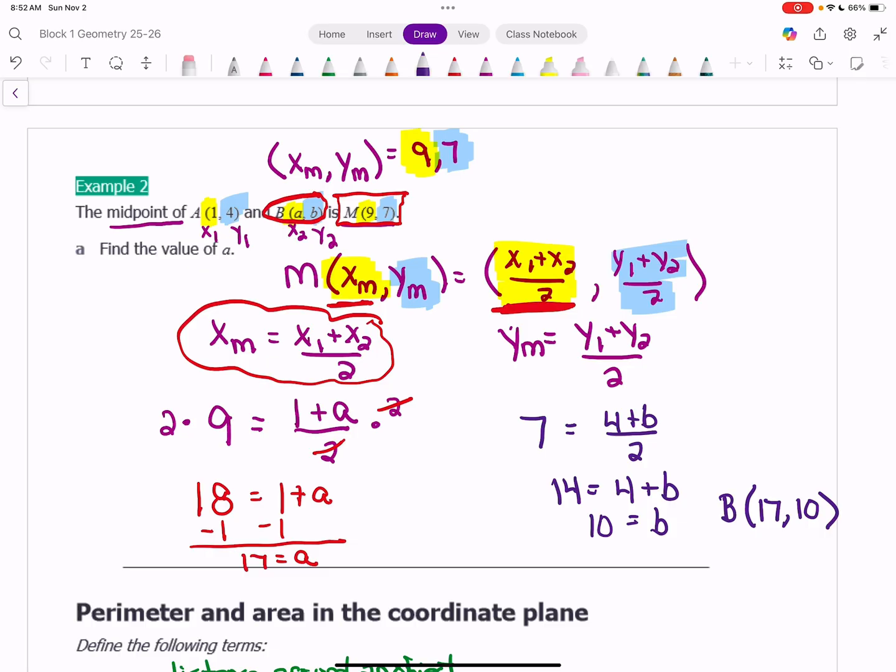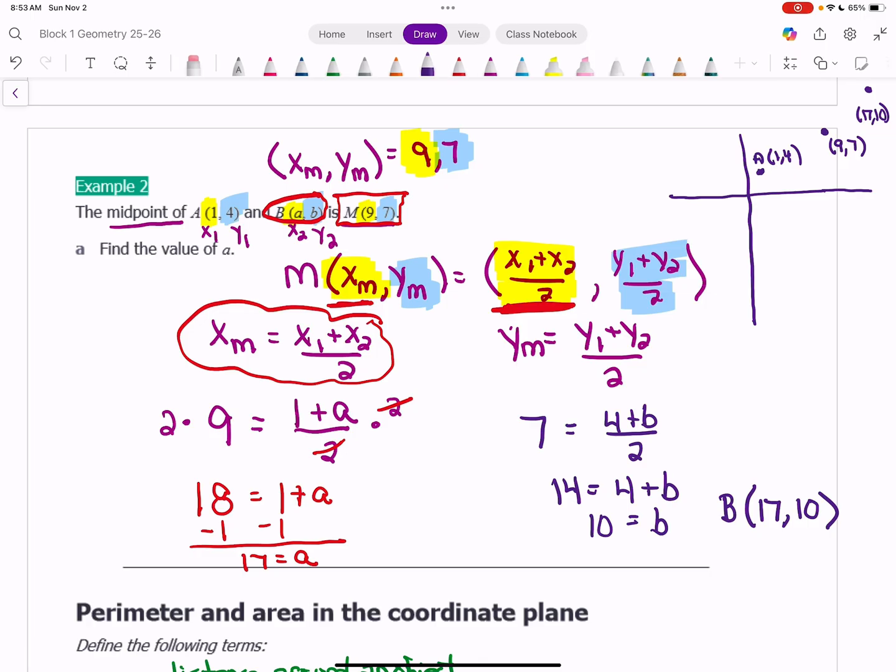So, if you kind of drew that out very roughly on a coordinate scale, if A is at (1, 4) and B is at (17, 10), let's just say that was like here, the midpoint should be at (9, 7), and it would be. That looks about right. Okay?